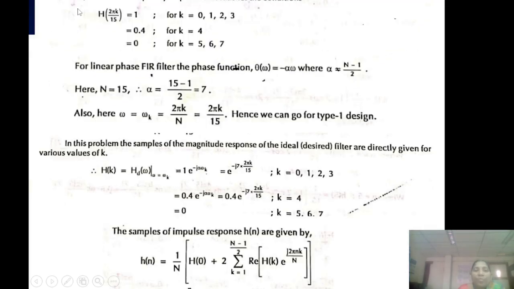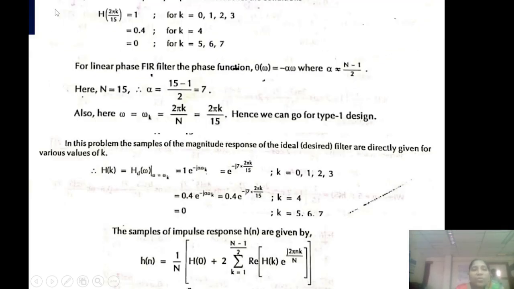Re is nothing but the real part. Next you have to take the z transform of impulse response h of n to get the filter transfer function H of z. So H of z equal to summation n equal to 0 to N minus 1, h of n z power minus n.